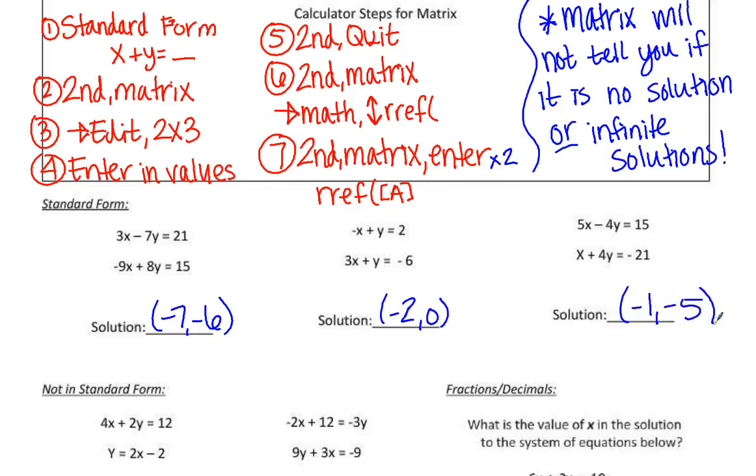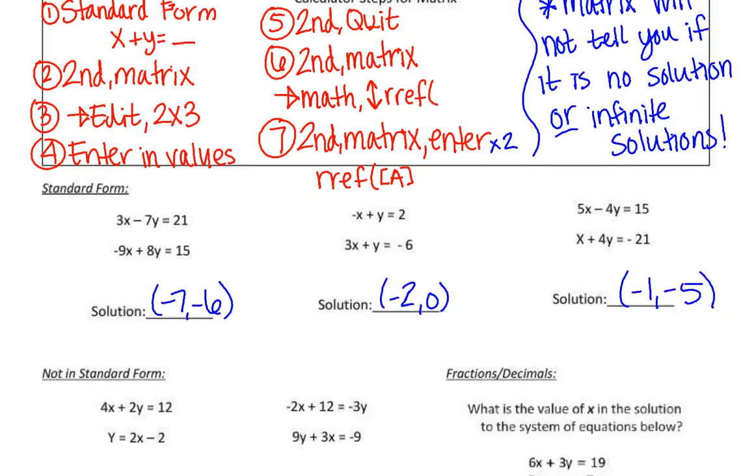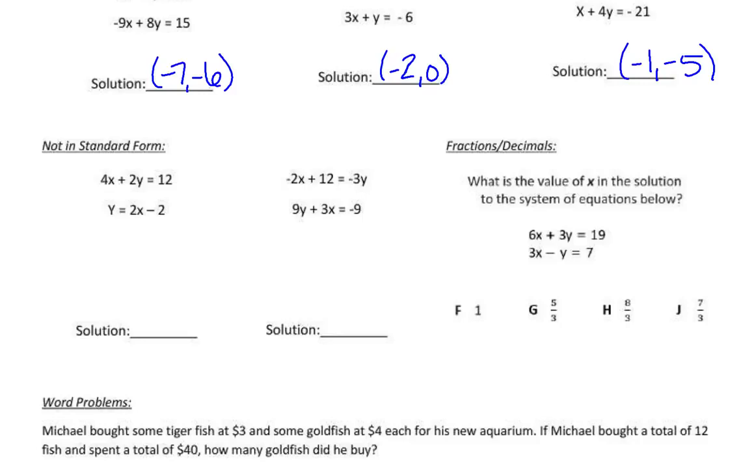Perfect. Okay? All right. So most of the ones you're going to see, they're going to be in standard form. That's how it's going to look. But they're not always in standard form. What if they are not in standard form? Well, if you're going to use the matrix, you need to put them into standard form. So let's look here. This is already x, y equals number. We're good. This one is in standard form.